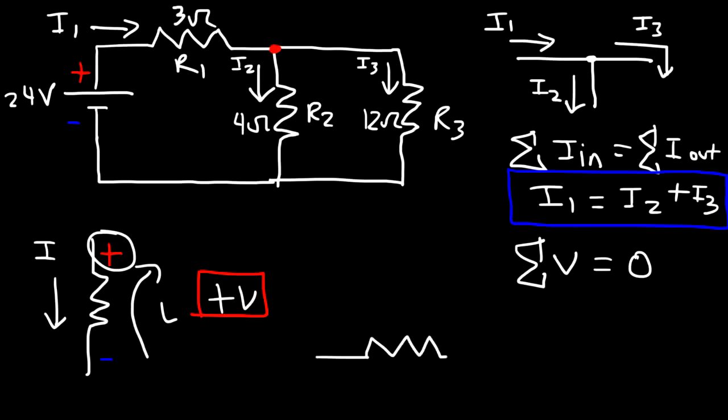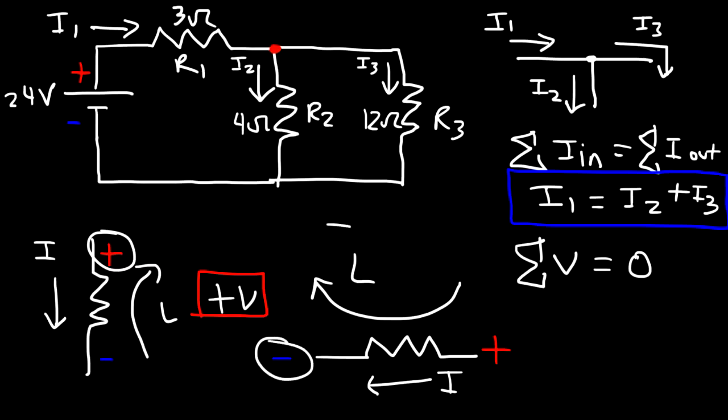Now let's say we have a resistor and the current is flowing in this direction. Using the loop rule, we're traveling in this direction. Will this be associated with a voltage drop or a voltage lift? We know that current flows from positive to negative, so we're traveling towards a low potential. So this will be associated with a voltage drop.